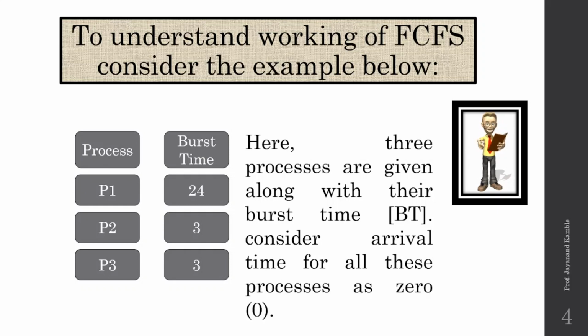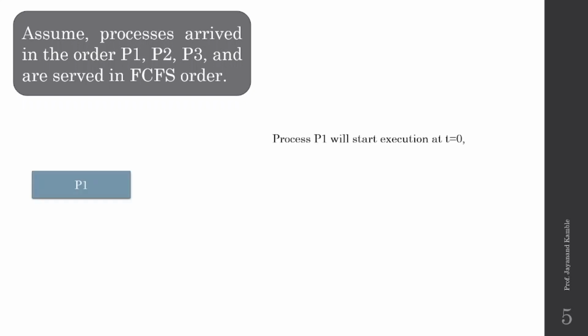Now consider the arrival time for all these processes as 0. That means all processes arrived at the same time. However, the order of arrival is P1, P2 and P3. Assuming that the processes arrived in the order P1, P2, P3 and are served in FCFS order, that is first come first serve, here what will happen? Process P1 will start execution at t equal to 0.